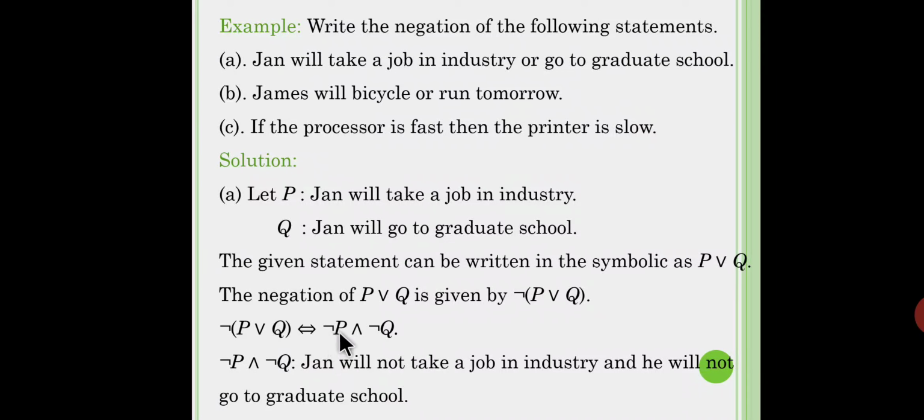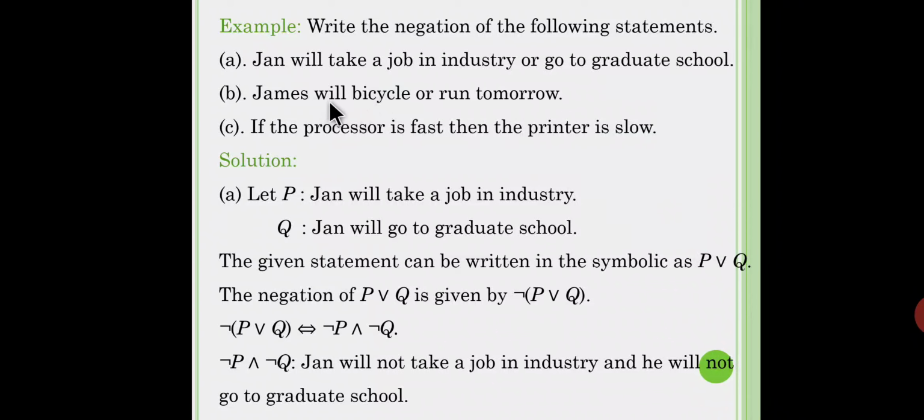P means John will take a job in industry. What is the negation of this statement? John will not take a job in industry. The connective word is and, and he will not go to graduate school. So the compound statement is: John will not take a job in industry and he will not go to graduate school.